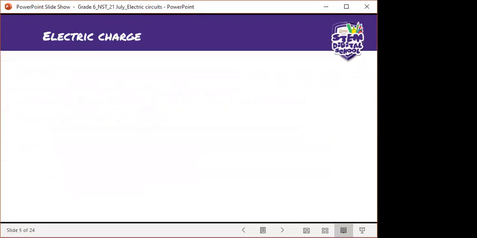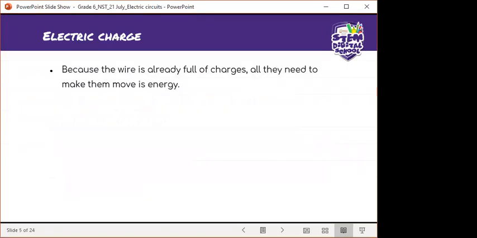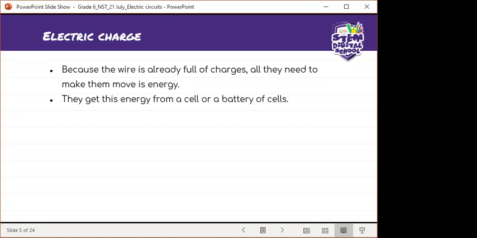Okay, right, awesome. Now because the wire is already full of charges, all they need to do is make the move. And what we need for the charges to move is energy. Remember, guys, we have already established that energy is the ability to do work, right? So energy is required to make the charges which are found in the wire move. They get this energy from a cell or a battery of cells.